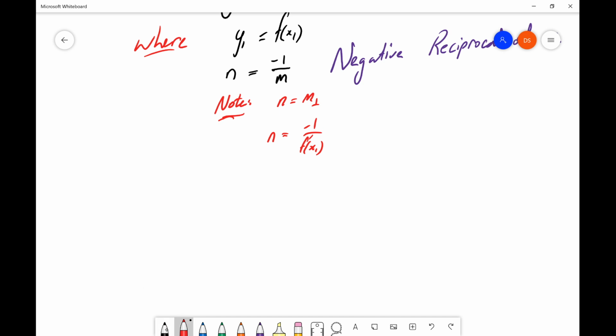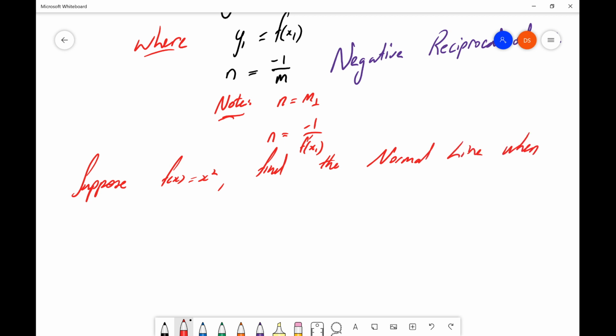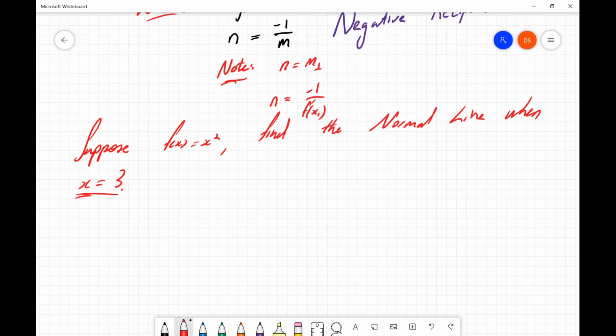So if I asked you, suppose f of x is equal to x squared, find the normal line when x equals 3. If that's the question, then let's go try find the answer.